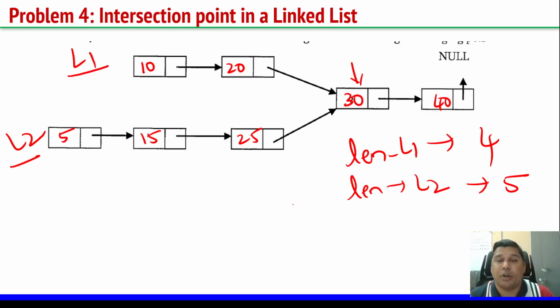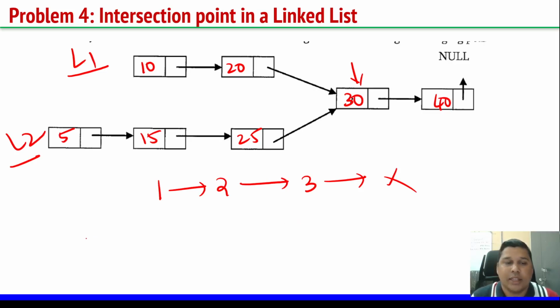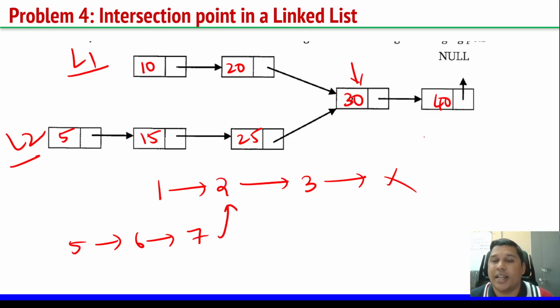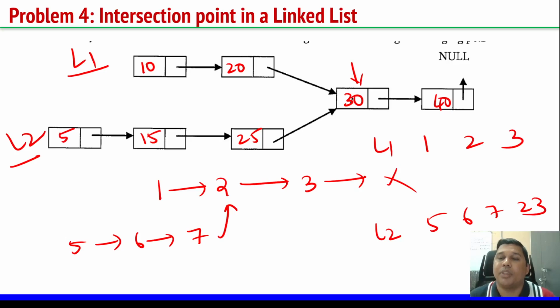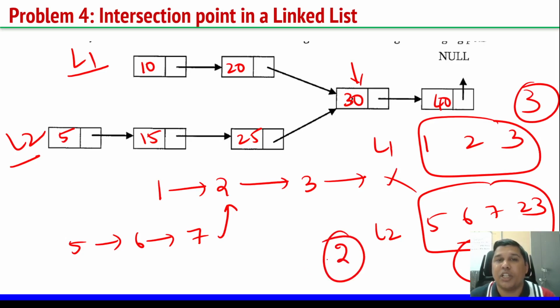Okay. Now let me take one more simple example before I explain this approach. There is a list like this, 1, 2, 3, that's it, it ends here. There is another list, 5, 6, 7, pointing to 2. So the list is 1, 2, 3, that is L1, and L2 is 5, 6, 7, 2, 3. The length of L1 is 3, the length of L2 is 5. Now, what is the difference between these two? That is 2. Okay, the difference between these two lists is 2.